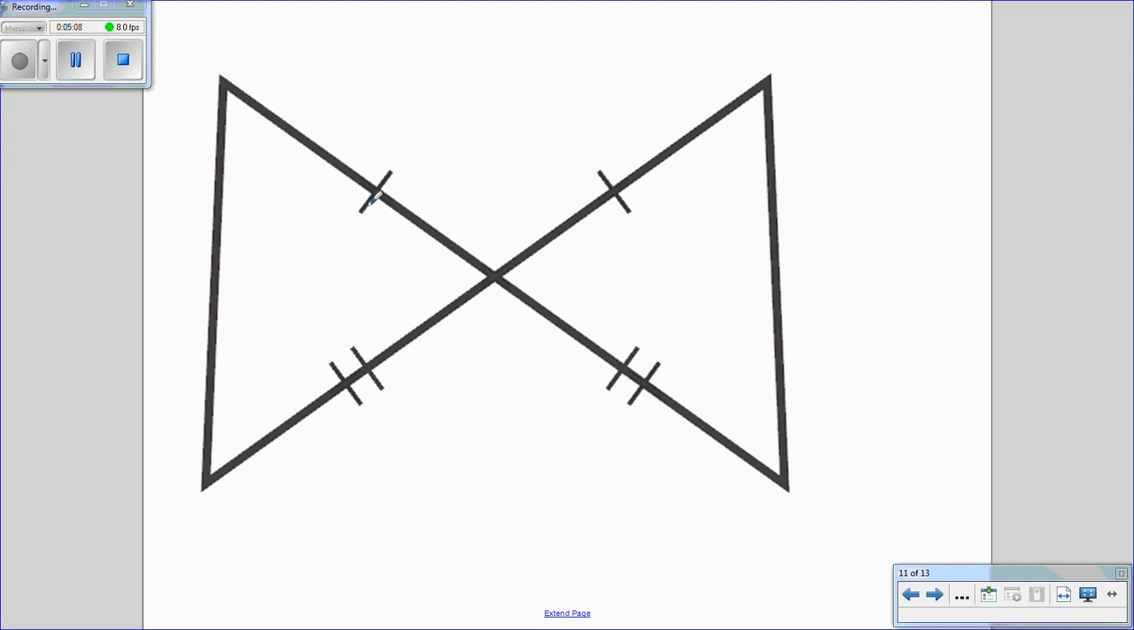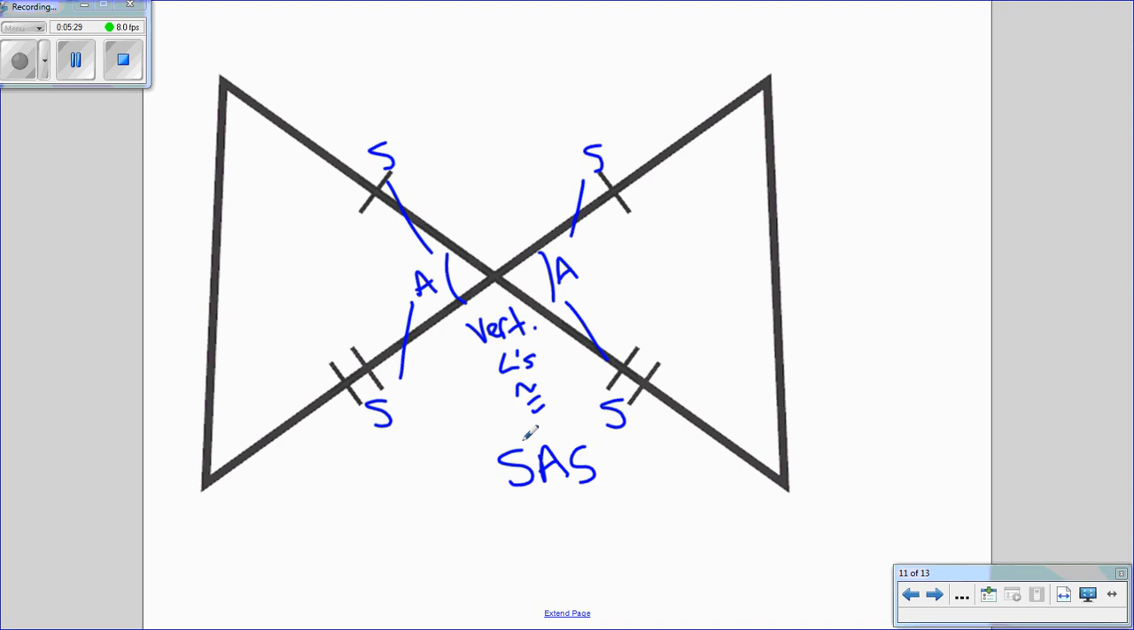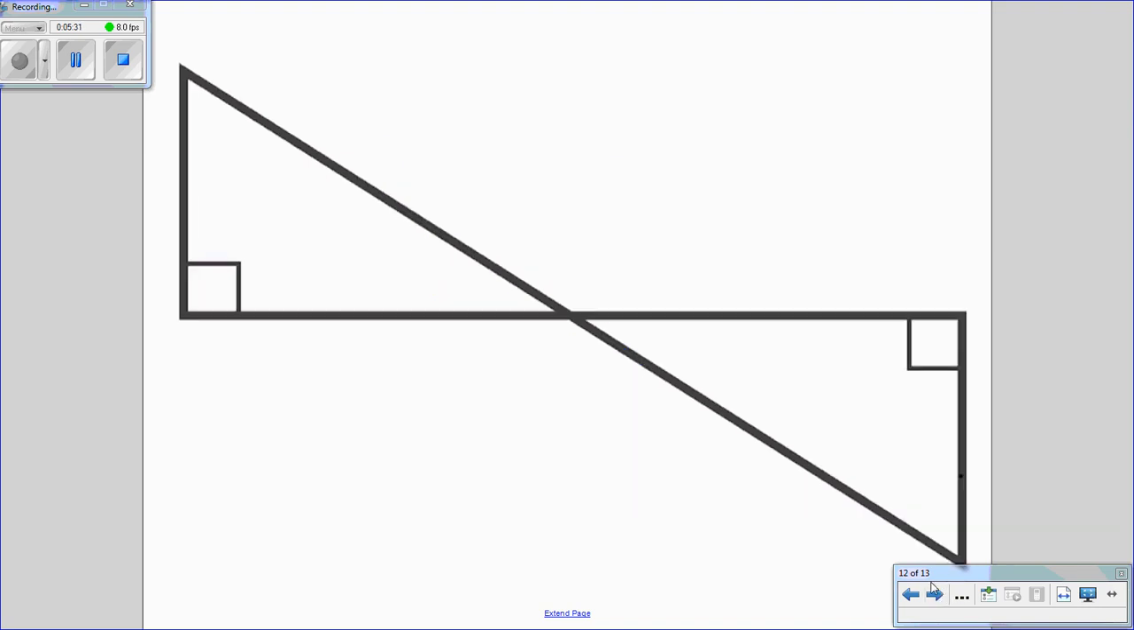Come to the next one here. All right, we got two pairs of sides and another pair of sides here. And then we have our vertical angles in the middle. And I know vertical angles are congruent, so that gives me a pair of angles congruent. And you can see that the angles in this case are between the two sides. So this is going to be side angle side congruency.